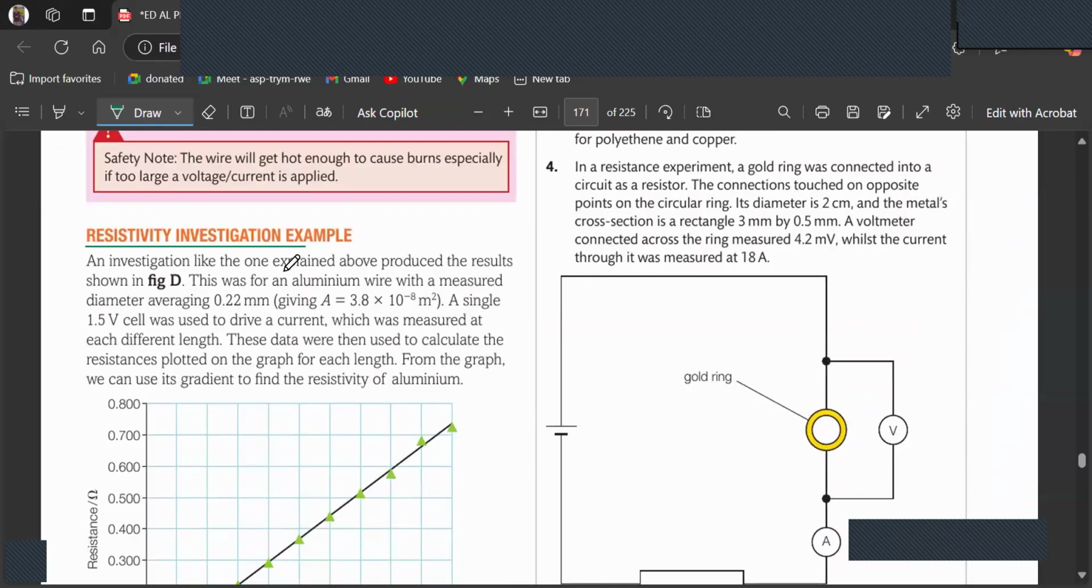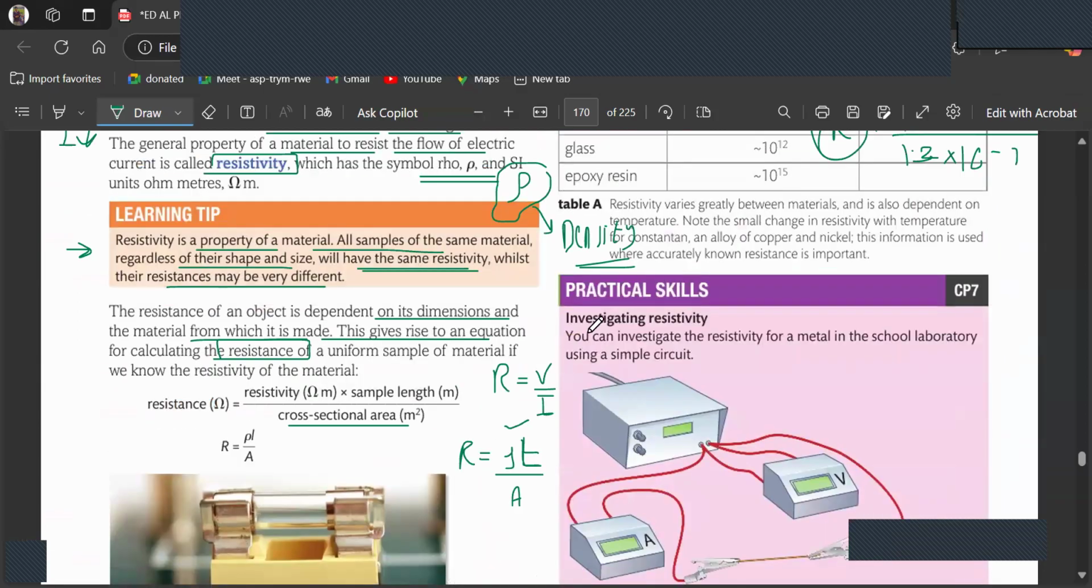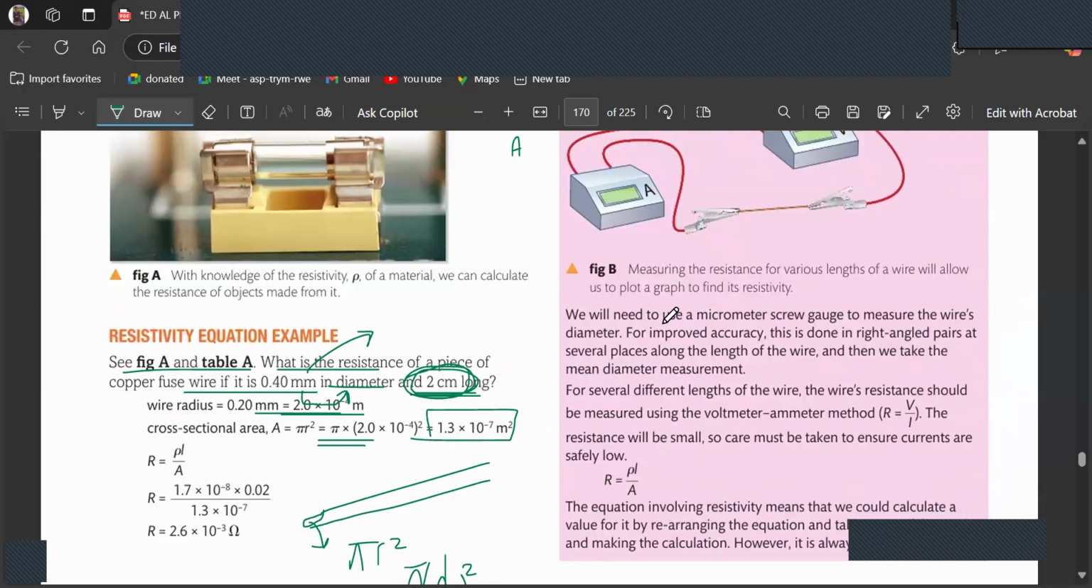An investigation like the one explained above produced the results shown in figure D as well. Let's look at the investigation that was carried out above. We are investigating resistivity. You can investigate the resistivity for a metal in the school laboratory using a simple circuit. We will need to use a micrometer screw gauge to measure the wire's diameter, and for improved accuracy, this is done in right angled pairs at several places along the length of the wire, and then we take the mean diameter measurement. For several different lengths of the wire, resistance should be measured using the voltmeter ammeter method. The resistance will be so small, so care should be taken to ensure that all currents are safely low as well.